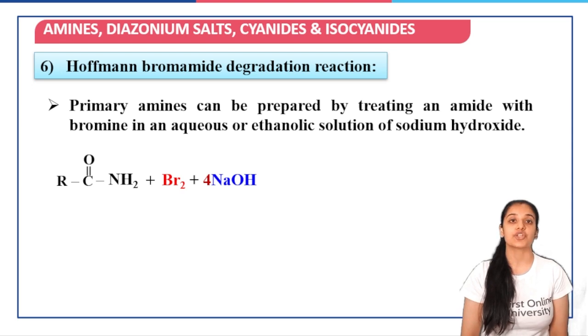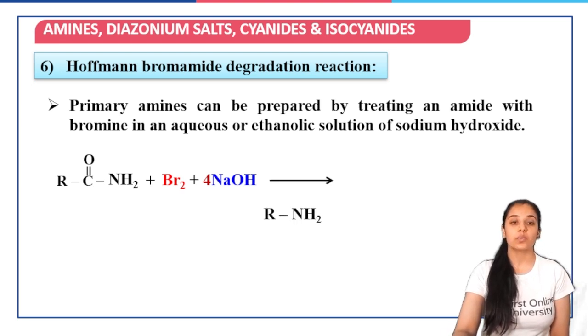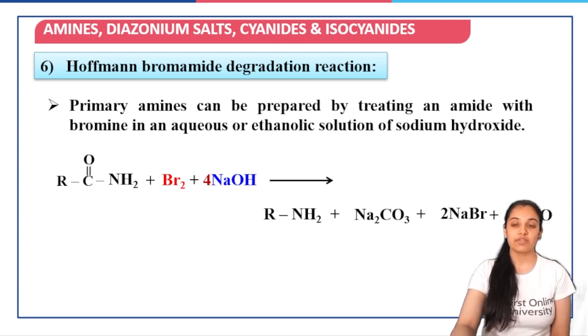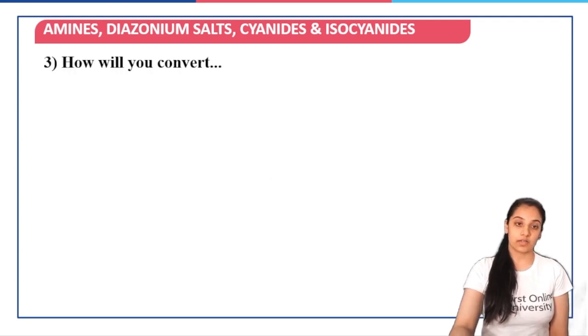So RCONH2 reacts with bromine and NaOH to give RNH2, that is the primary amine, plus sodium carbonate, plus sodium bromide. And obviously water is going to be formed as a side product. So primary amine is going to be formed by this particular method.